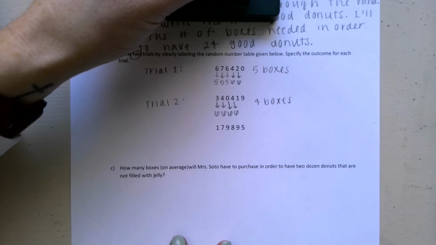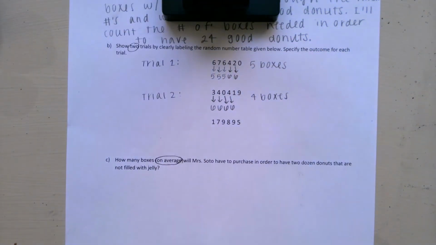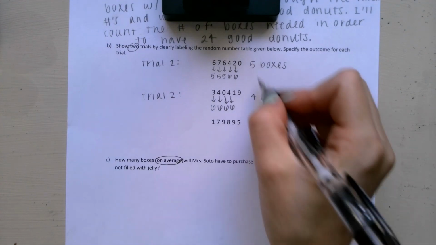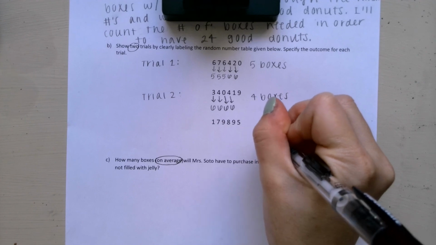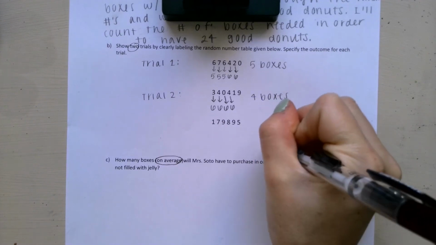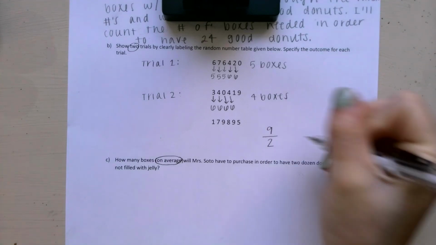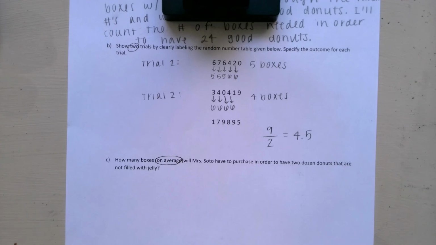Okay, part C says, how many boxes on average will Mrs. Soto have to purchase in order to have 2 dozen donuts that are not filled with jelly? So on average means I want to find the average based on my trial. So the total number of boxes was 9, that's just 5 plus 4, divided by the number of trials. So 9 divided by 2 should give me 4.5.